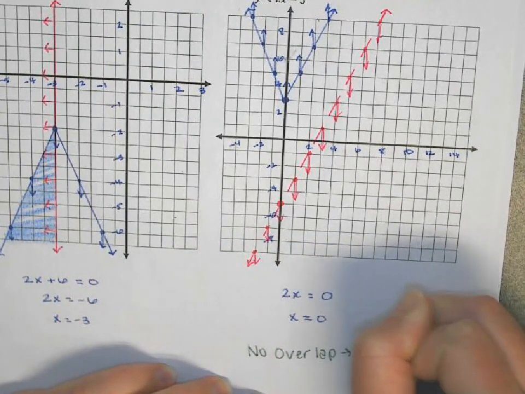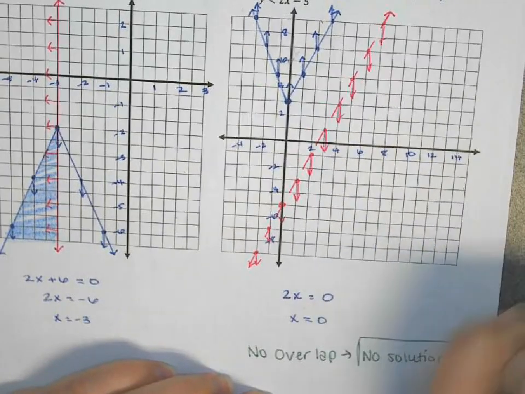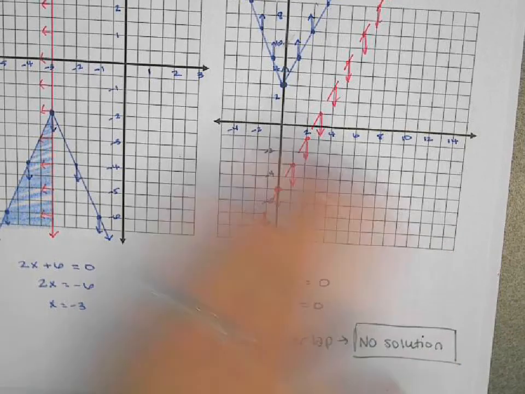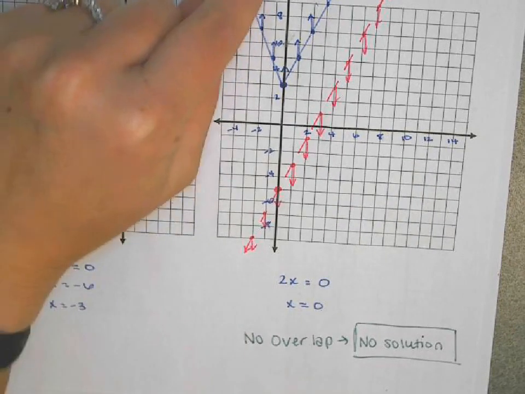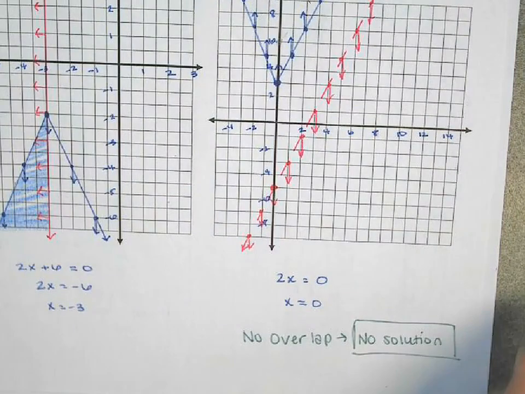So because of this, no overlap means that there's no solution. So there's actually no solution on this graph. We just graphed that, but our solution's no solution. There are no points on this graph that are a solution to both the inequality that's the absolute value and the inequality that's the linear function. That is it for today.